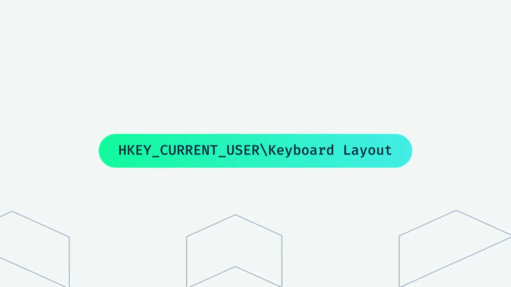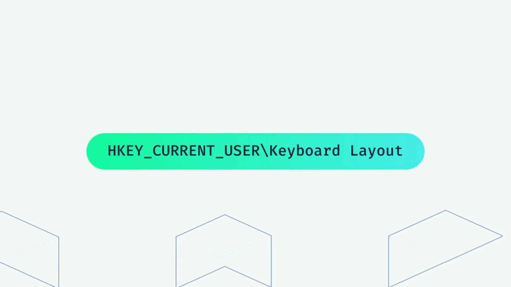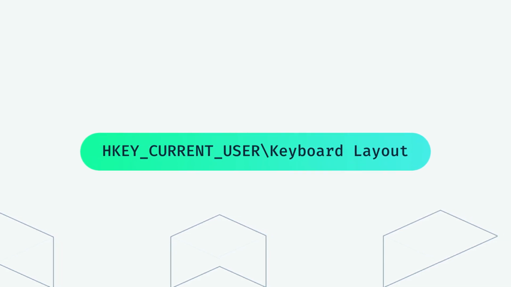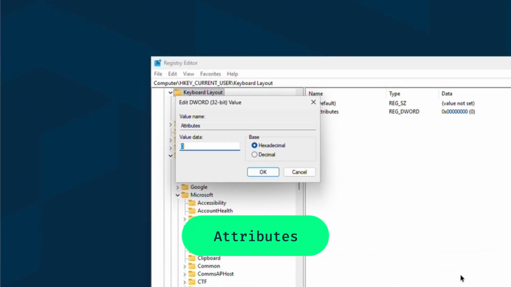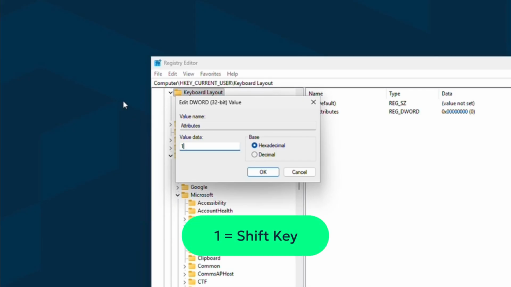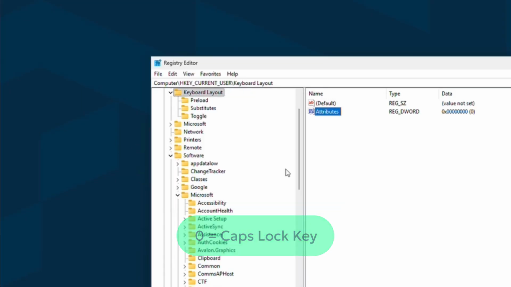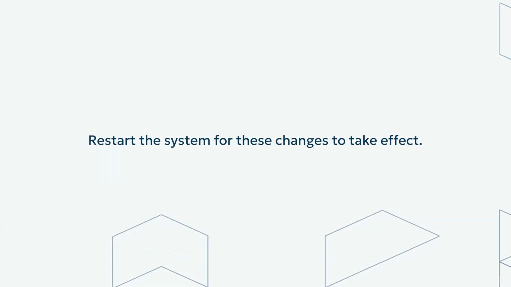Open the Windows Registry Editor and navigate to HKEY_CURRENT_USER, Keyboard Layout. Look for or create a DWORD value named Attributes. Set its value to 1 if you want the shift key to turn off caps lock. Set it to 0 if you want to stick with the caps lock key. Restart the system for these changes to take effect.